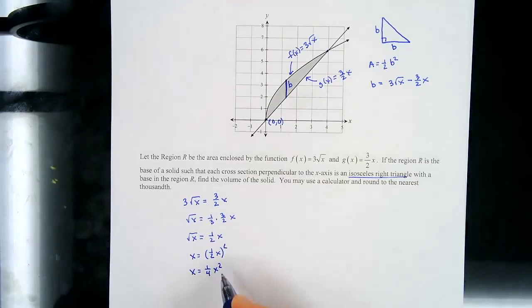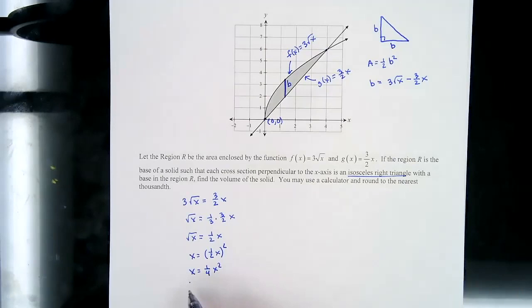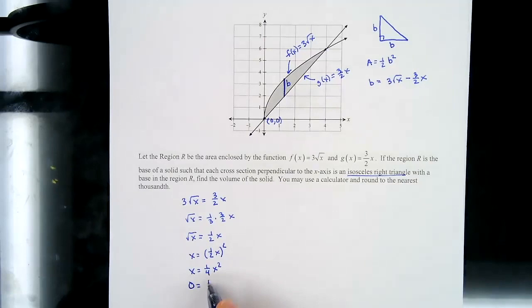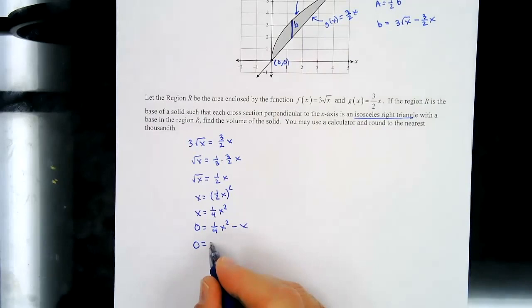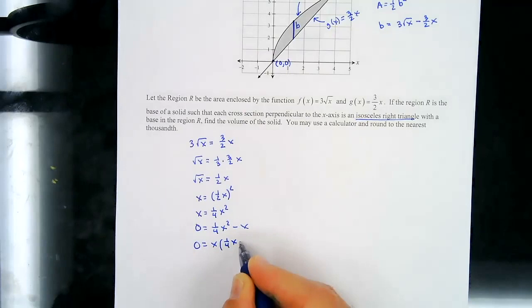And then I'd move my x over to the right hand side. So that would give you 0 is equal to 1/4 x squared minus x. And out of this, we can factor out an x. And let me scoot it up a little bit. So we can factor out an x, and then we'd be left with 1/4 x minus 1.